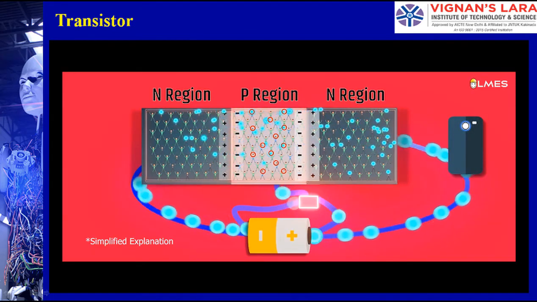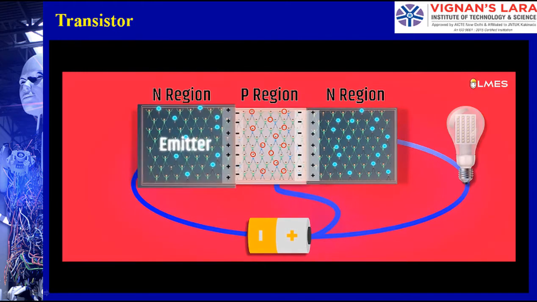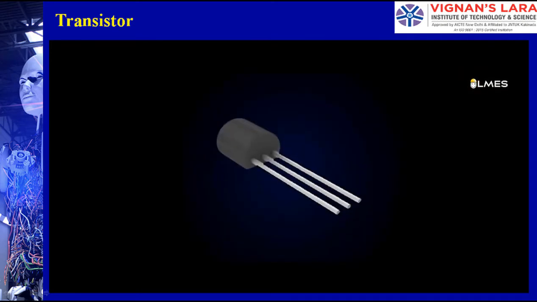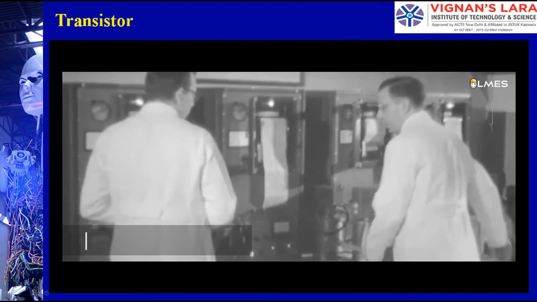In the transistor, the left region is the emitter, the right region is the collector and the center region is the base. In a real-time transistor also, the left region is the emitter, the right region is the collector and the center region is the base. Now we came to know how the transistor works.